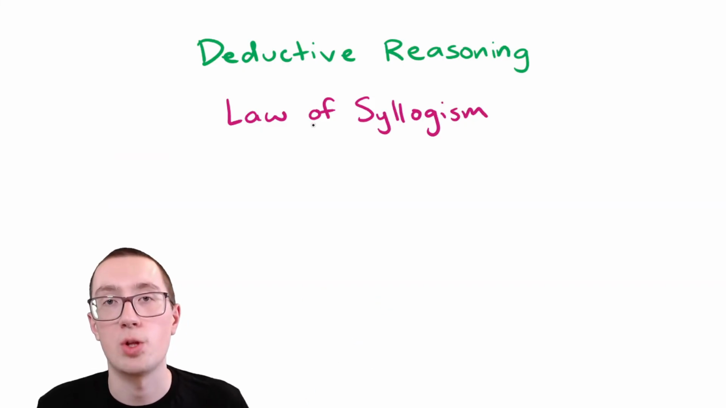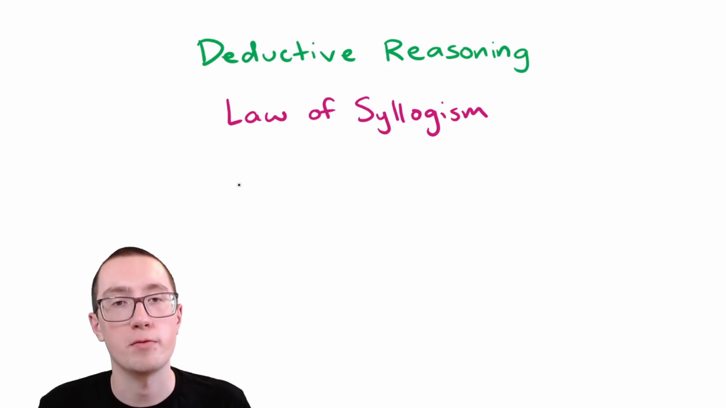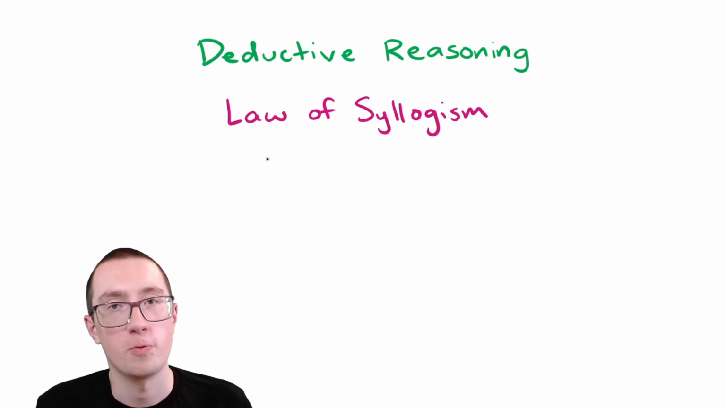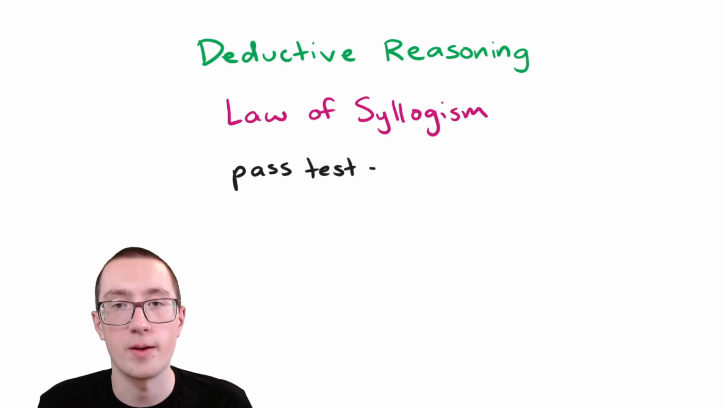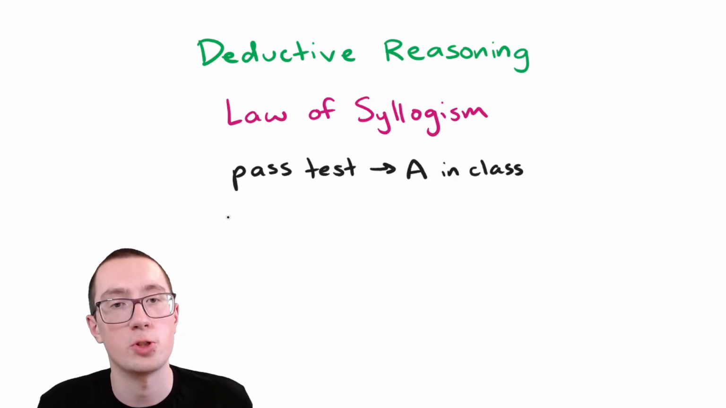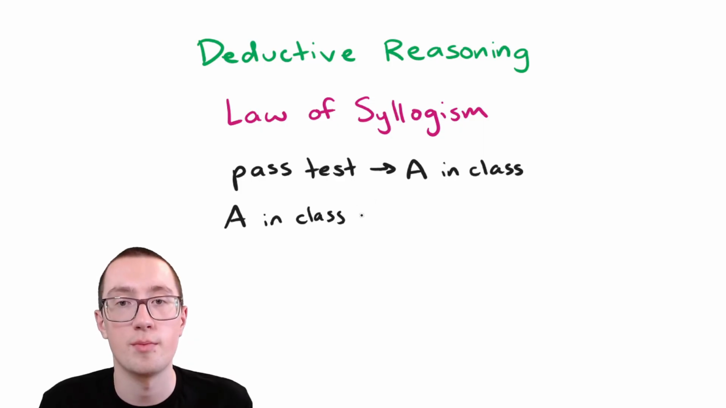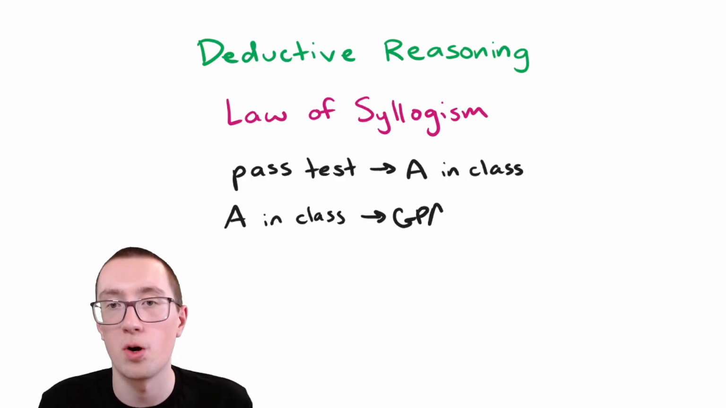The second law that we use a lot of the time for deductive reasoning is the law of syllogism. So let's say that we have two statements that we know are true. For example, let's say that in my math class, if I pass a test, then I'm going to get an A in the class. And let's say that we also know it's true that if I get an A in the class, then my GPA overall is going to go up.